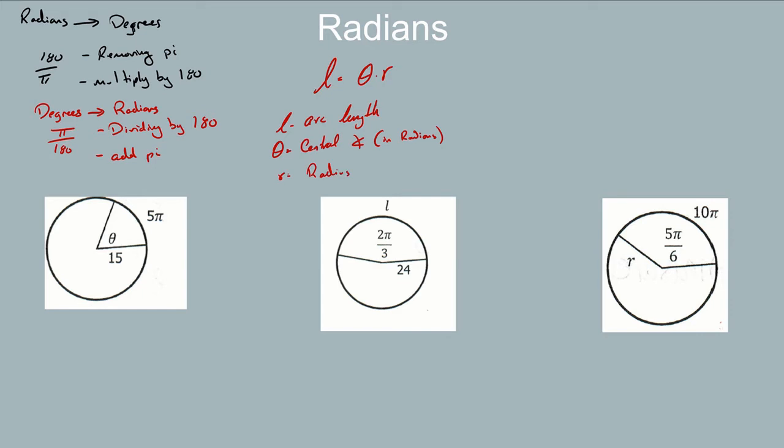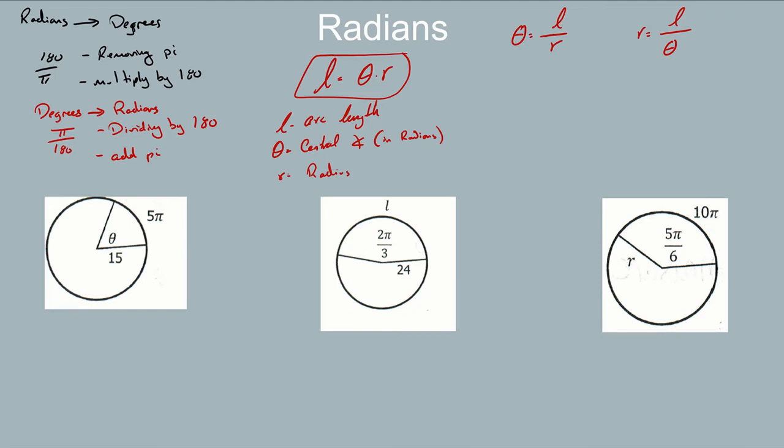The reason this one was important when we talked about radians is because let's say that you're looking for your central angle, theta, then we can simply divide your arc length by the radius. Or say that you're looking for the radius, then we simply divide your arc length by your central angle. This formula is easily manipulated. So let's look at the first one.